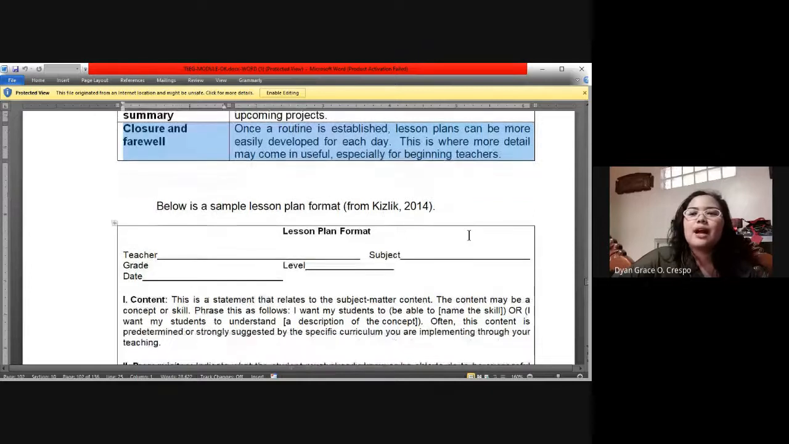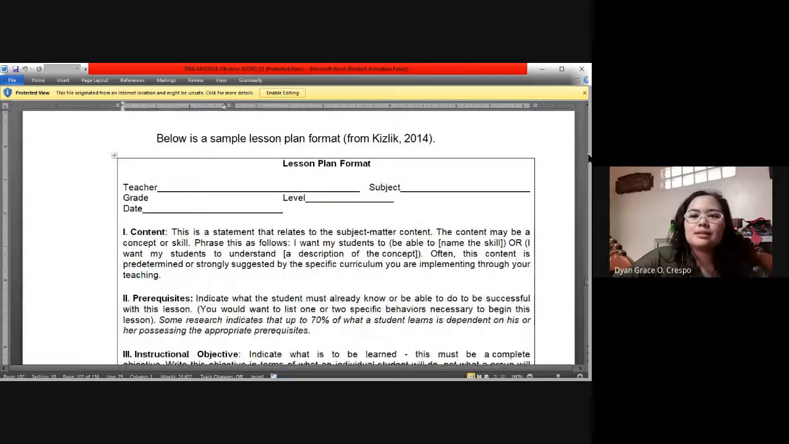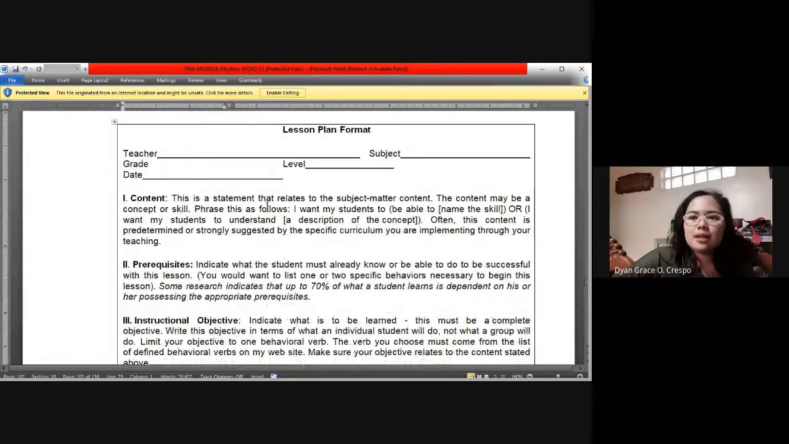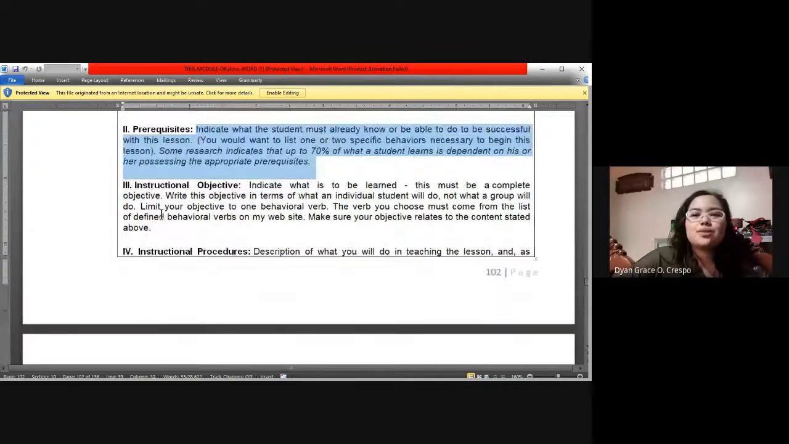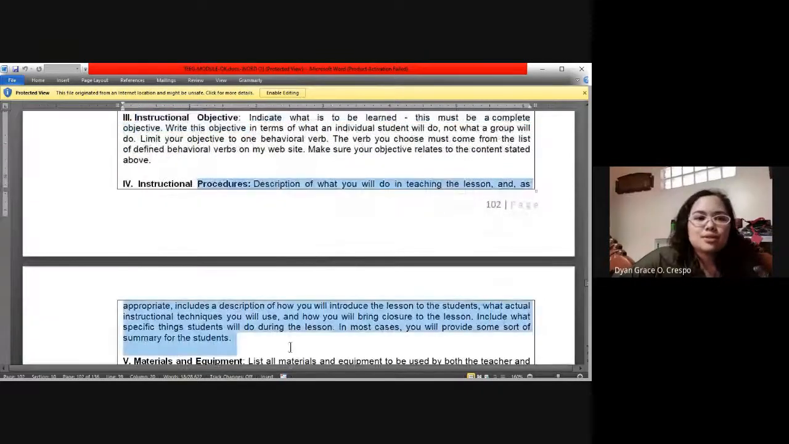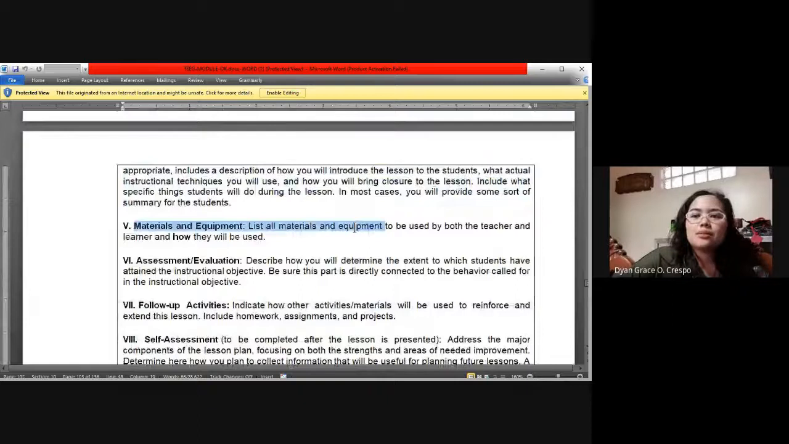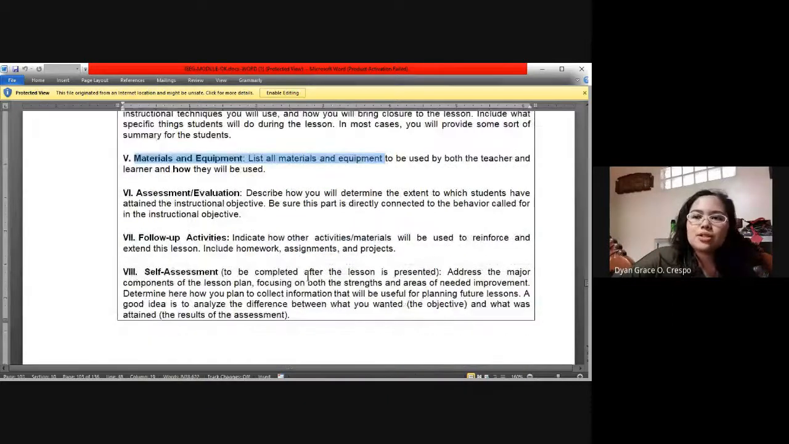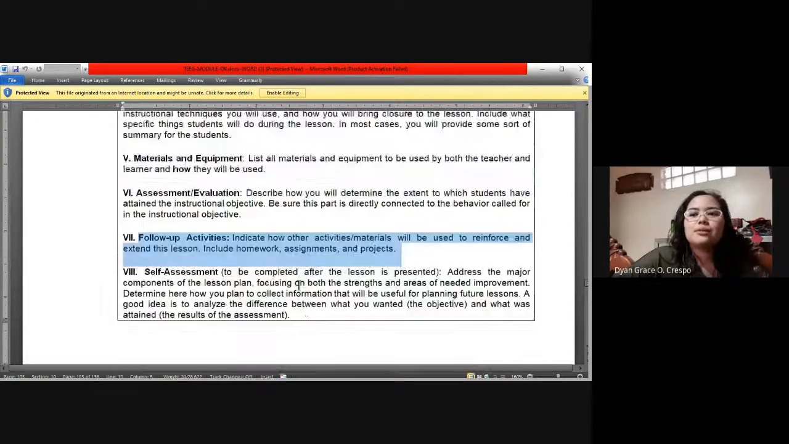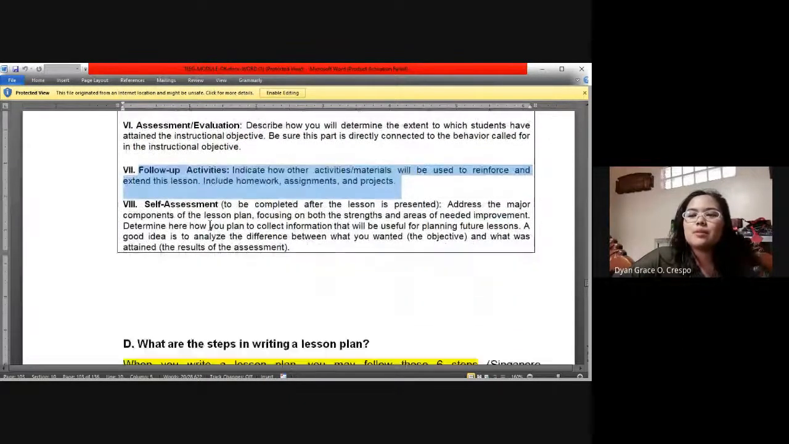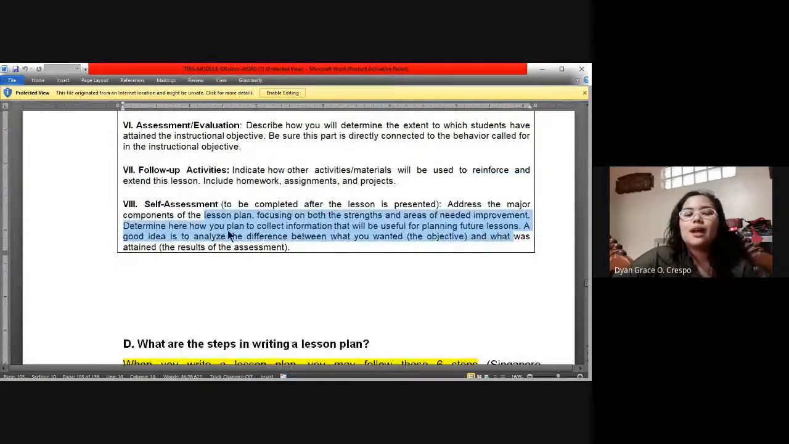Okay, below is a sample lesson plan from Kilzik. So, ito ang lesson plan format ni Kilzik. Lesson plan niya, one content, nakalagay na dito. Prerequisites. Ano ang prerequisites? What do the students already know? So, review. Okay. Instructional objective, instructional procedures, alam niyo na yan. Materials and equipment na gagamitin, assessment and evaluation, tapos follow-up. So, generalization too. Okay? So, an assignment also. Self-assessment to be implemented after the lesson. So, generalization pala ito. Kasama din to. Itong dalawa pwedeng generalization.